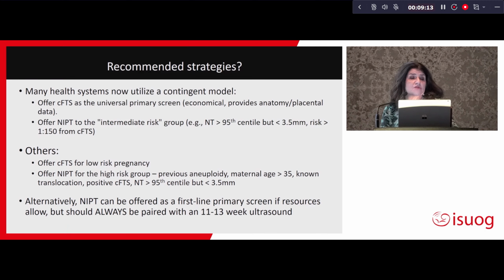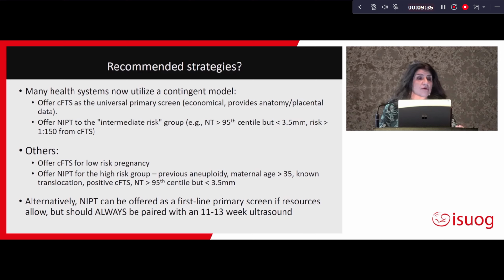So what are the recommended strategies? Well, in different parts of the world, people do different things. In the UK, for example, I know they do the contingent model. Has that changed recently? I don't know, but as far as I'm aware, they offer combined first trimester screening as the universal test, and they only offer NIPT to the intermediate risk group.